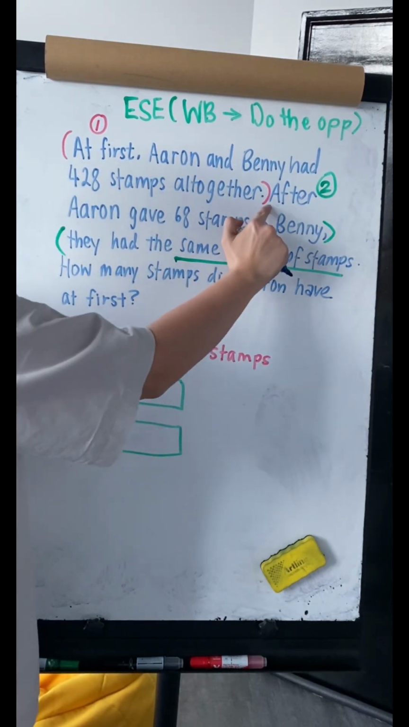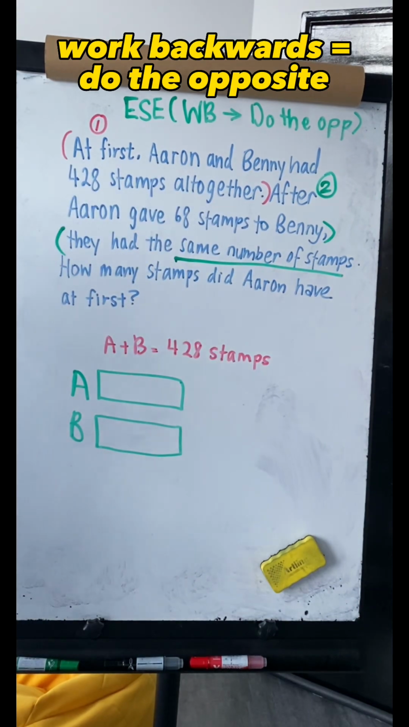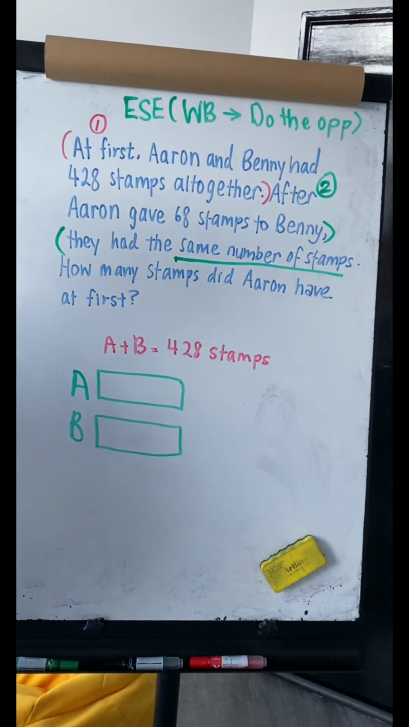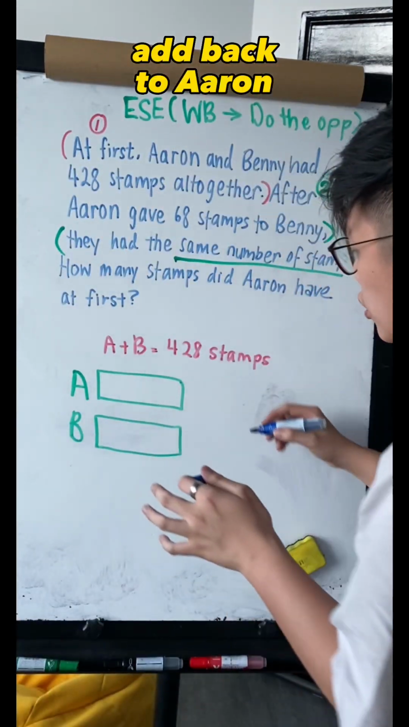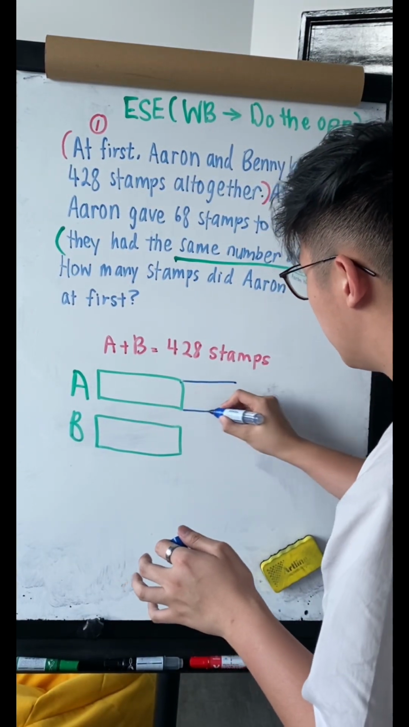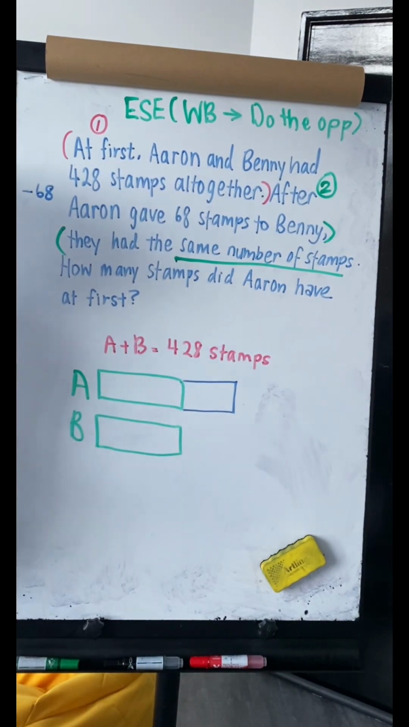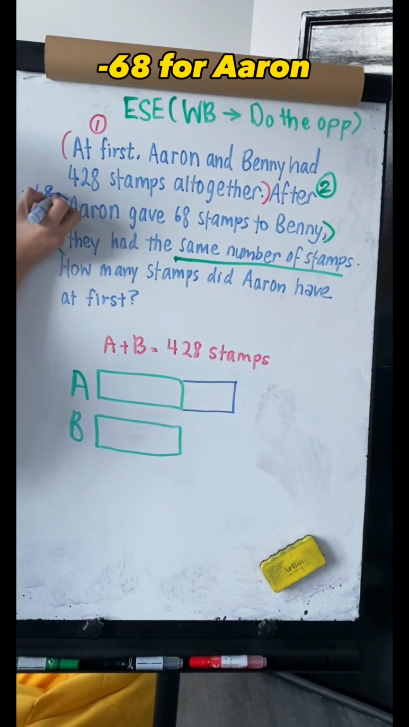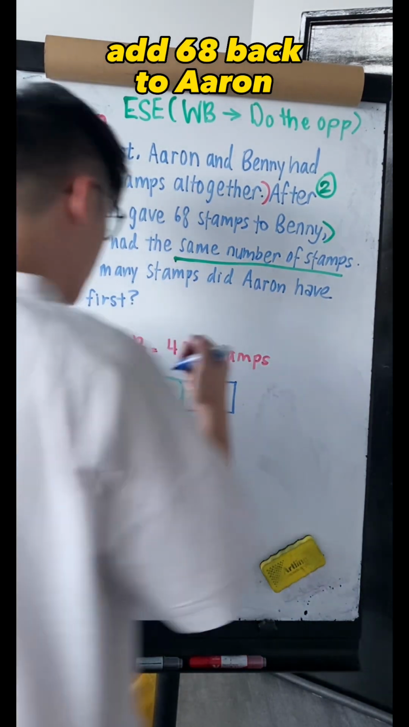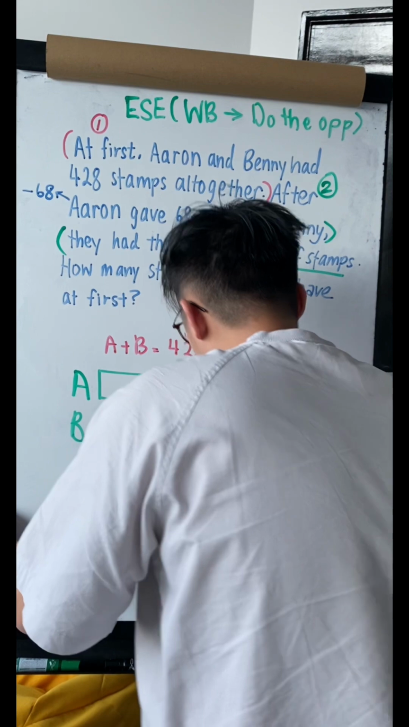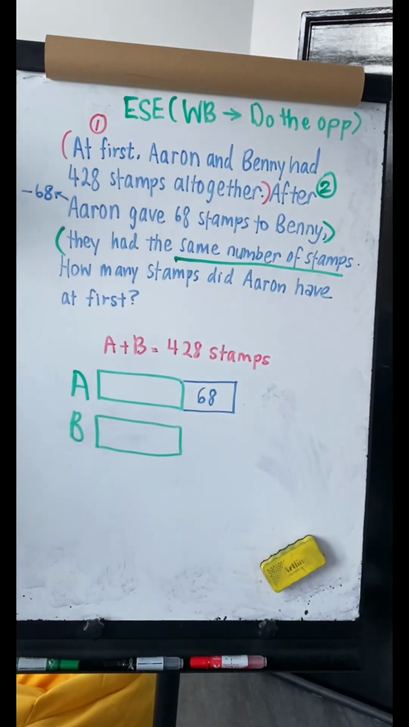Now I'm going to go on to the second part. It says that after Aaron gave 68 stamps to Benny. To work backwards means to do the opposite. So when I see gave, who gave to who? Aaron gave to Benny, right? I am going to add back to Aaron. Why, Teacher Joseph? Because over here is minus 68. Agree so far? But minus 68 for who? Minus 68 for Aaron. But what I'm going to do is add 68 to Aaron. Because you told me that working backwards means to do the opposite. Am I making sense?